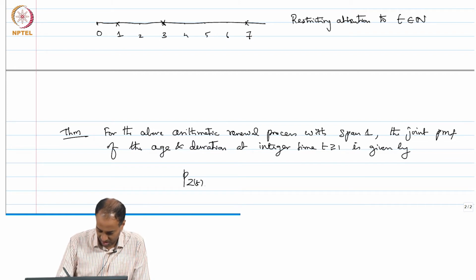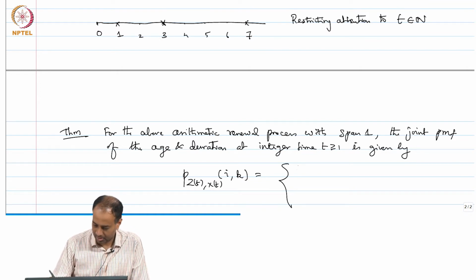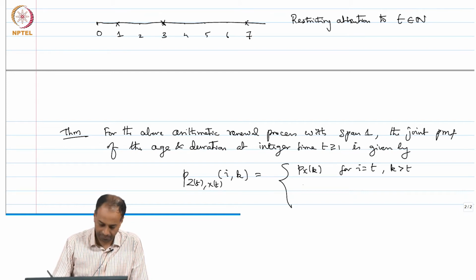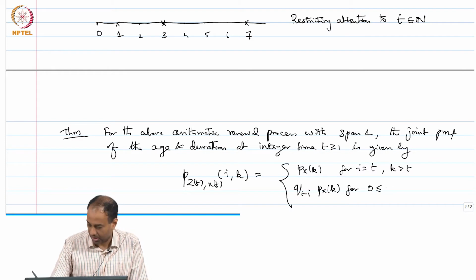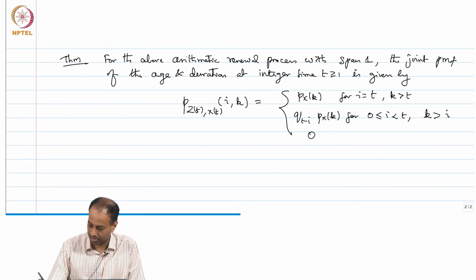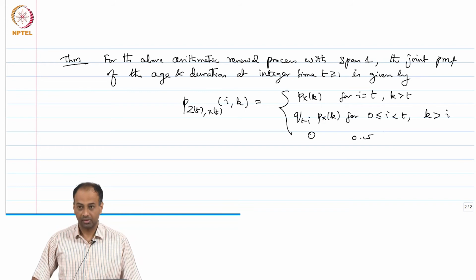P_{Z_t, X_t}(i, k) is equal to P_X(k) for i equal to t and k greater than t; q_{t-i} times P_X(k) for 0 less than or equal to i less than t and k greater than i; 0 otherwise. All right. So, this is the joint.